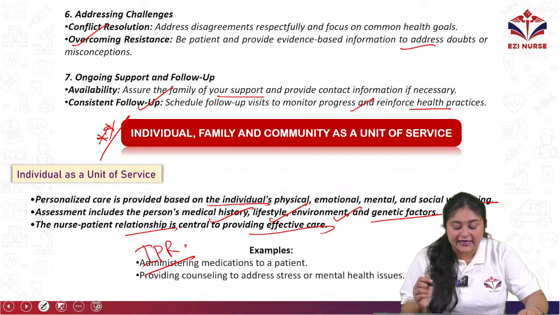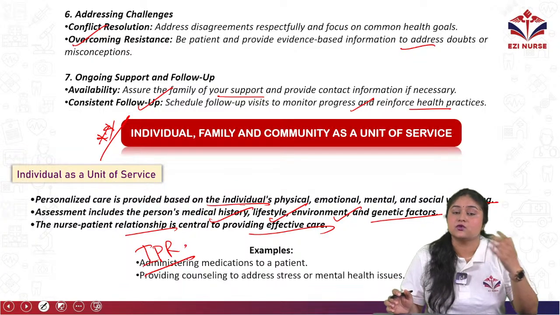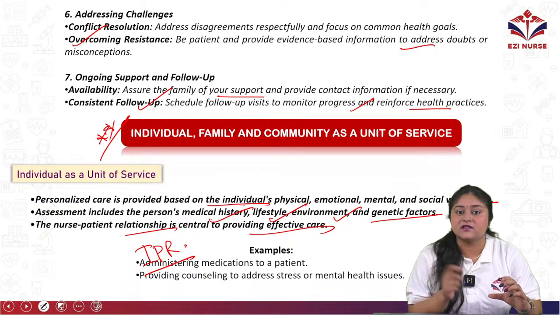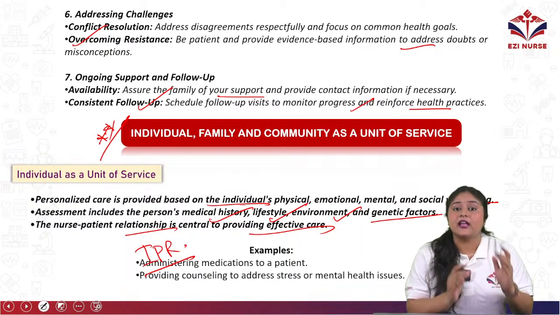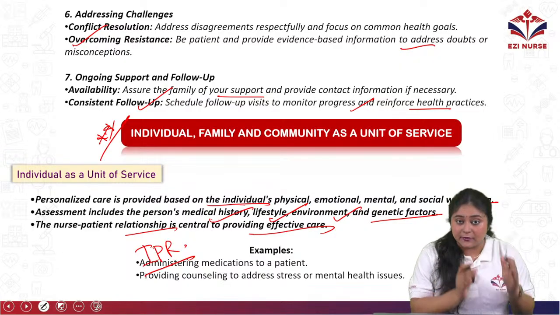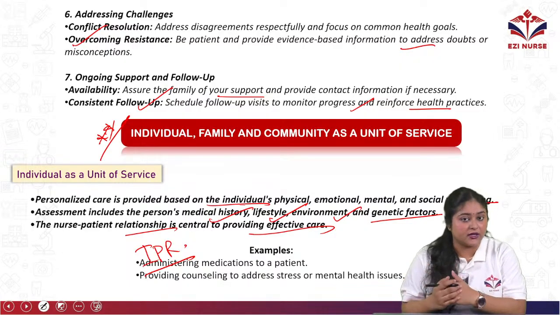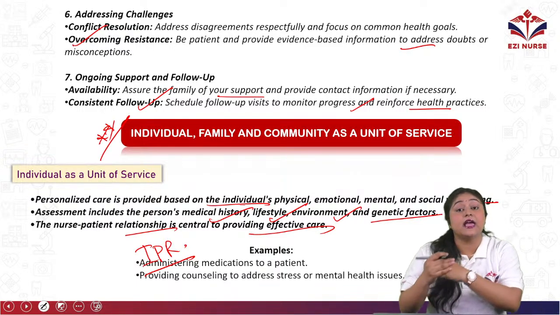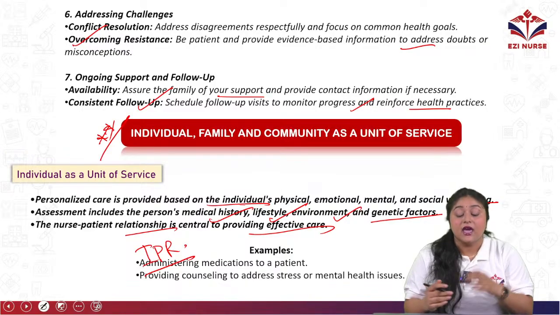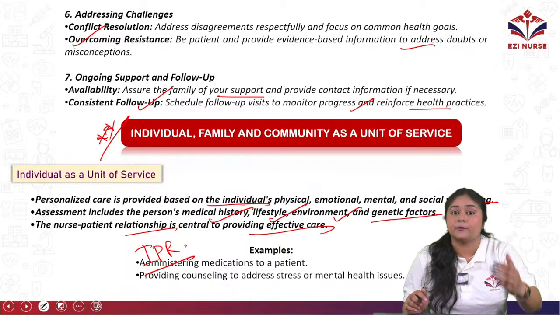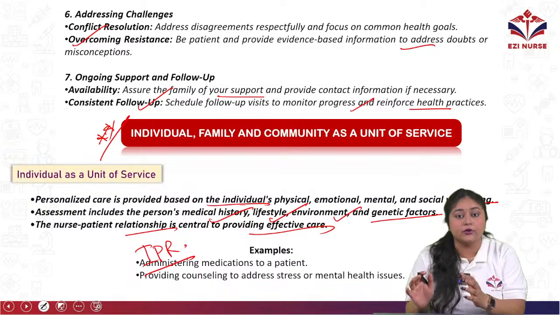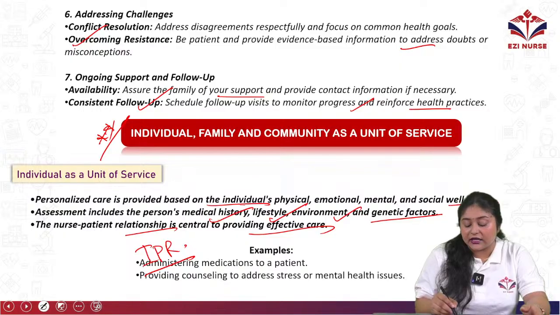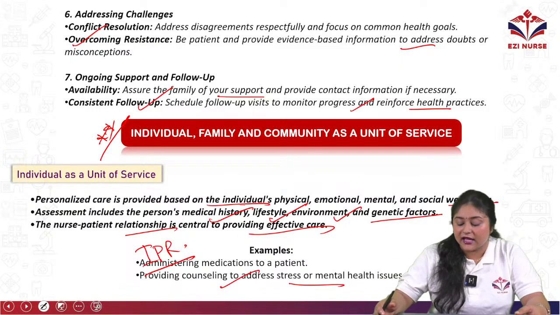Next is an example, like administering medications to a patient. At that time, how are you going to administer? Directly you can't administer the medication to the patient, right? Before administering, you have to explain what the medication is, what the use of that particular medication is, through which route you are going to administer it, and what the effectiveness of this medication is. These kinds of things we have to explain to the patient so they will trust you, and only after that can you administer the medication. Then you have to provide counseling for addressing stress and normal health issues.